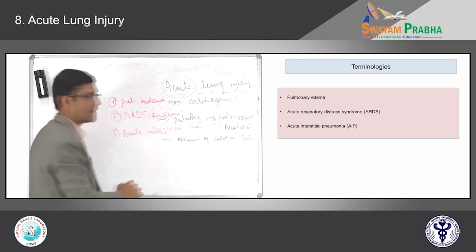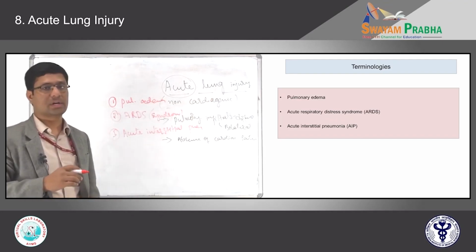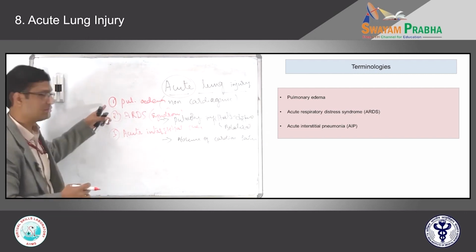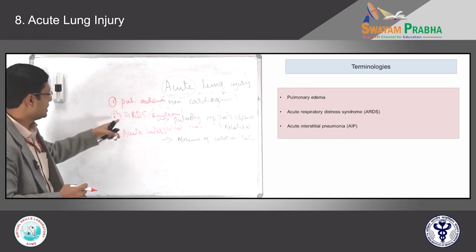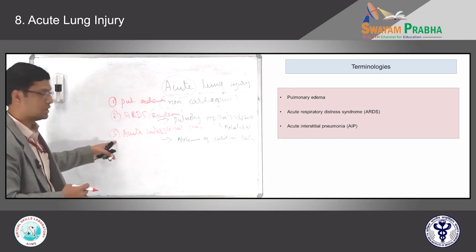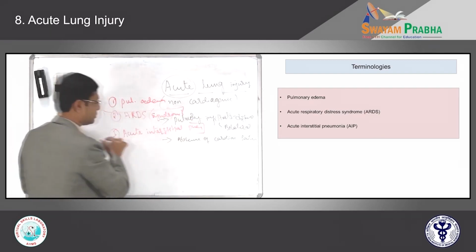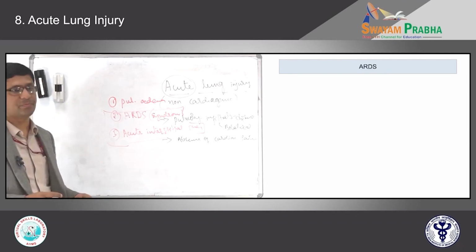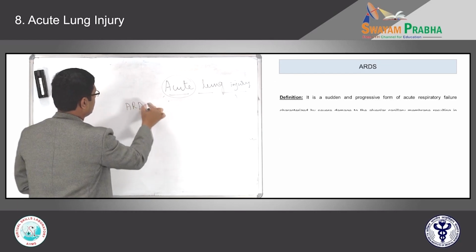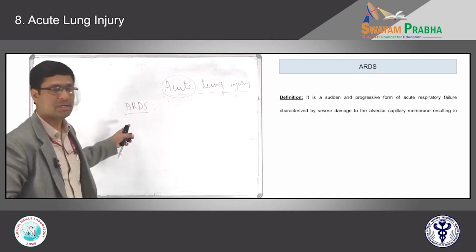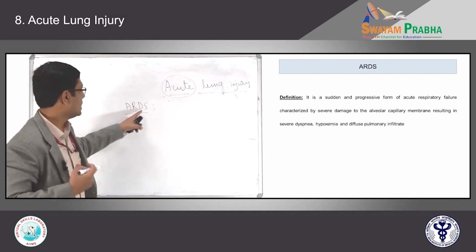I repeat, in acute lung injury, where the patients present with sudden onset of respiratory distress, we have three main categories. Pulmonary edema, that we already spoke about in the last class. Second, ARDS and acute interstitial pneumonia, and we are going to see these two subtypes in today's lecture. First one is ARDS. Full form is acute respiratory distress syndrome, involving the lungs.